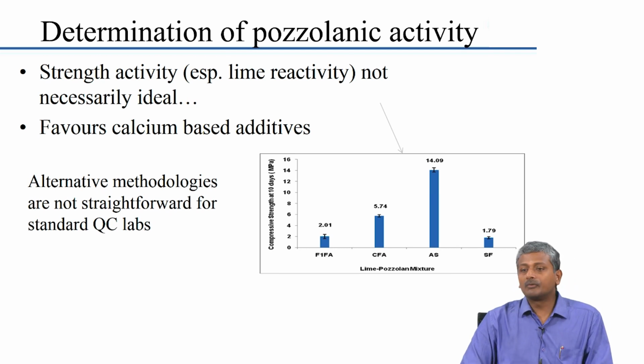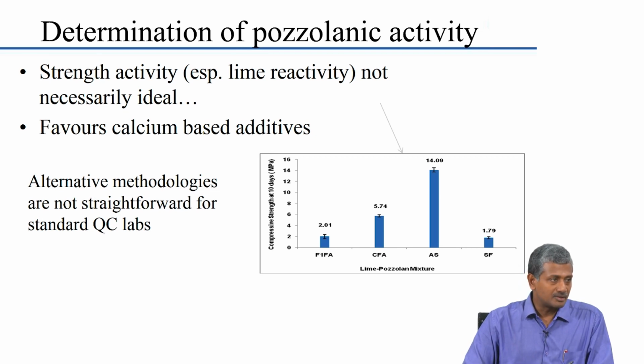So, your system is not really ideal because it is not reflecting the actual scenario which happens in cement replaced systems. Okay. Now, when you do the strength activity tests as per the American standards, you are doing this with cement.